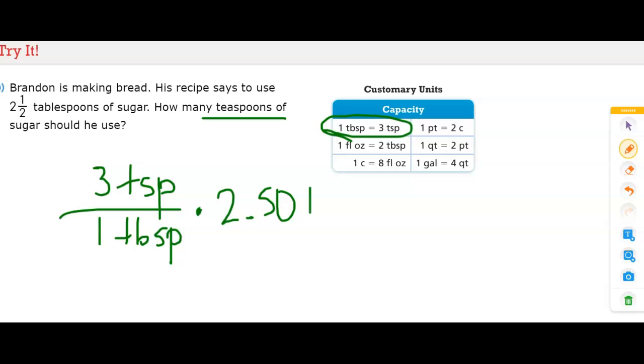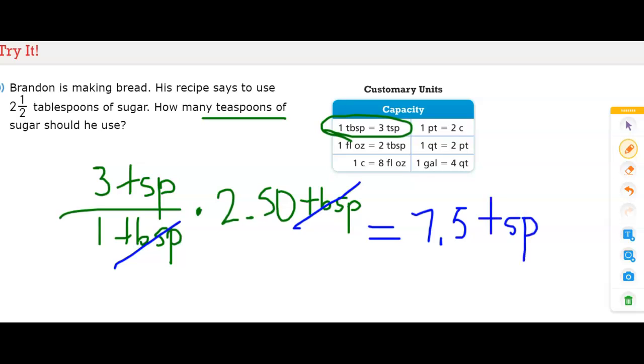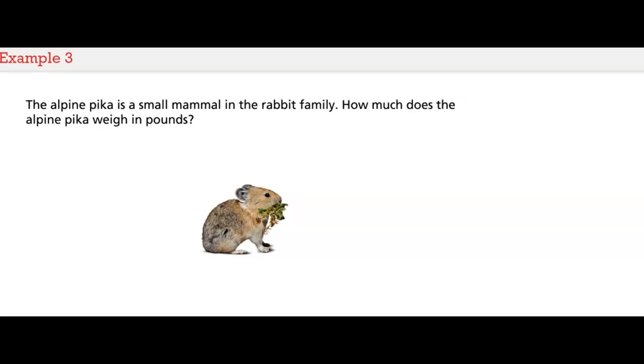So I am going to use the dimensional analysis, and I forgot to add my tablespoons here, and then that's going to cancel out. We're going to divide those out, the units, the tablespoon units, so we're left with teaspoons. And now you're going to multiply the 3 teaspoons times the 2.5, and we get 7.5 teaspoons. So how many teaspoons of sugar should you use? 7.5 teaspoons.